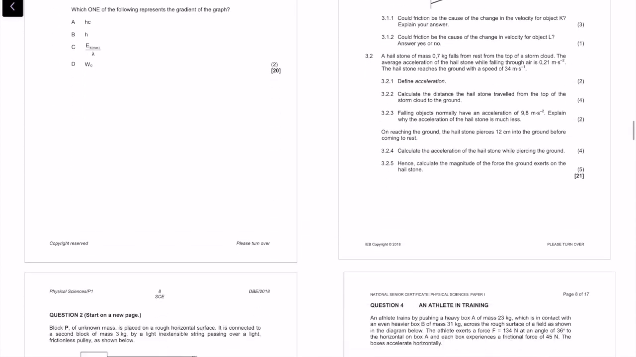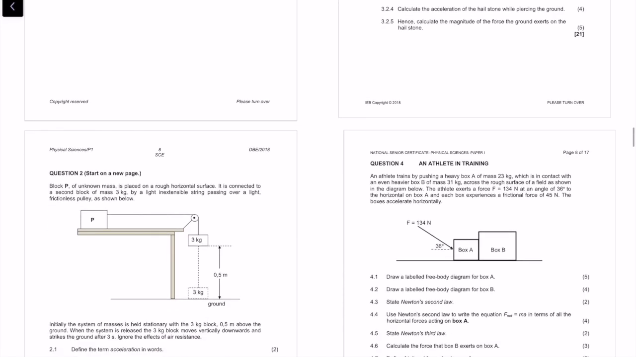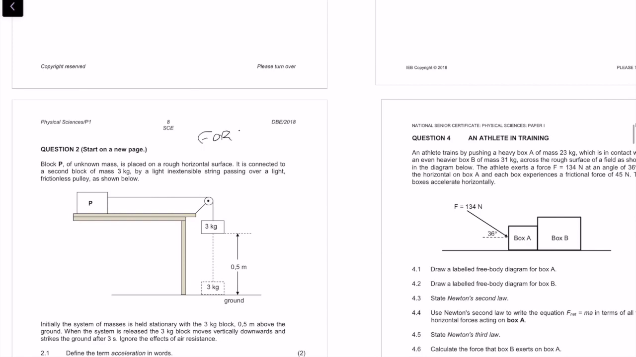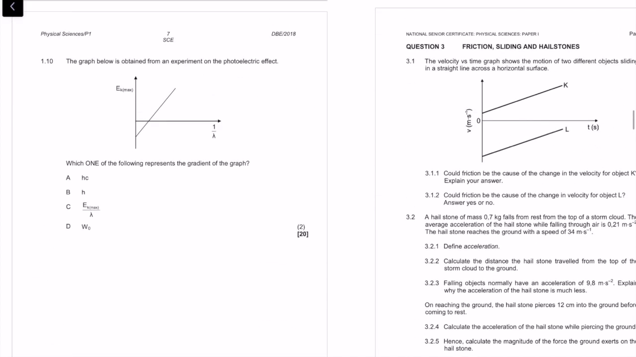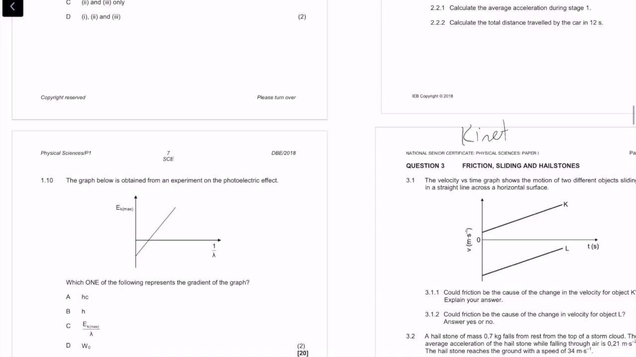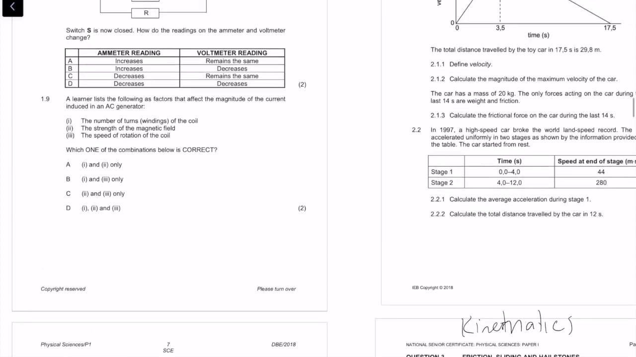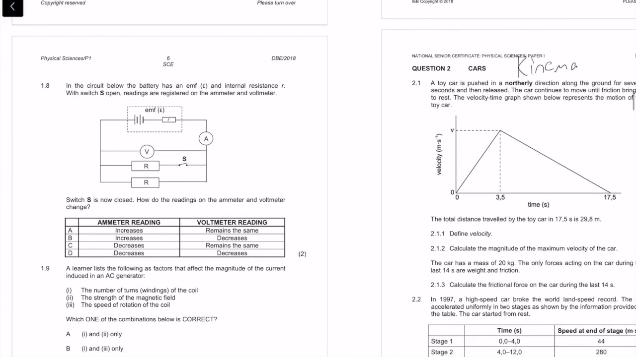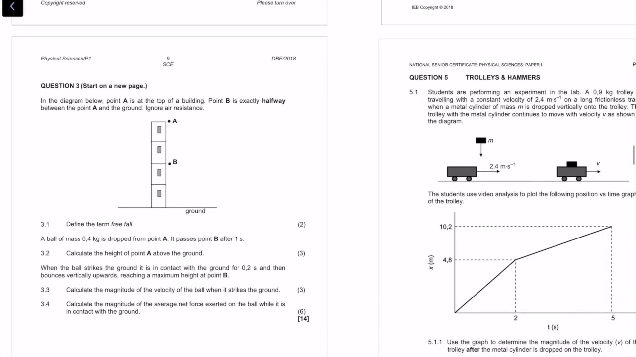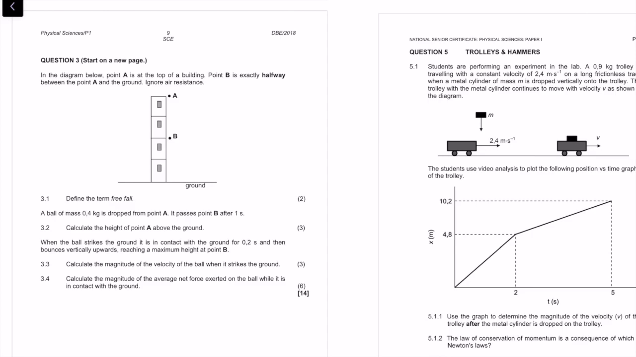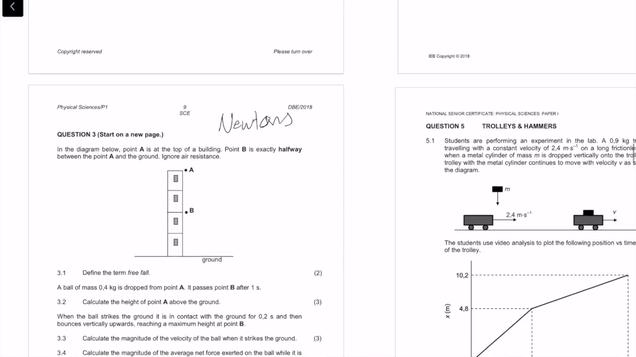Let's first take a look at the DBE exam. Question 2 is on forces, Newton's laws. We see here that IEB question 4 is also on forces and Newton's laws. Question 3 for the IEB is on kinematics, and question 1 is also on kinematics. If we continue, this question looks like it's also on Newton's laws, and there might be some kinematics down here. So already we have Newton's laws and kinematics showing up in both exams.